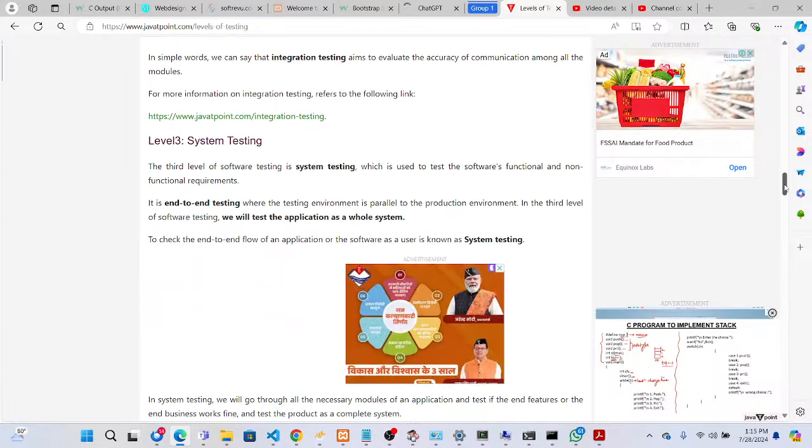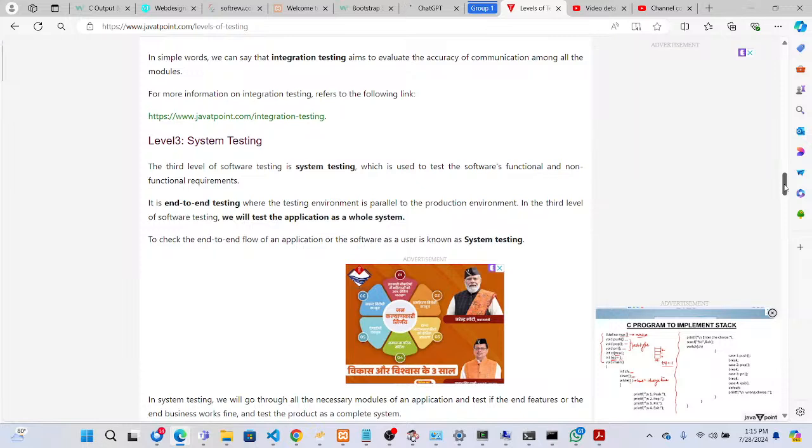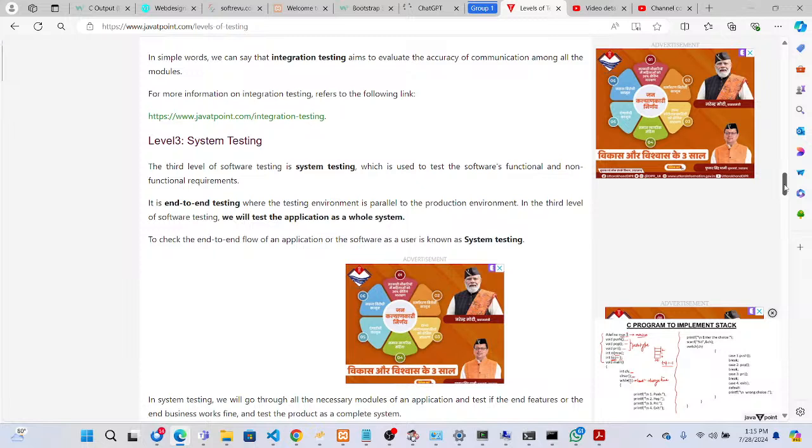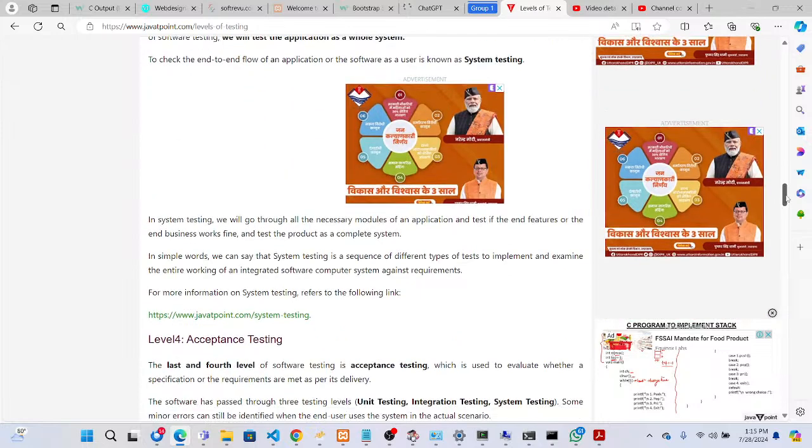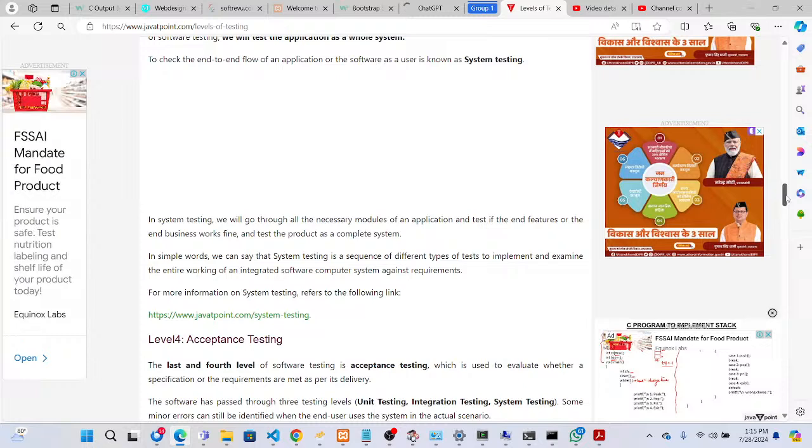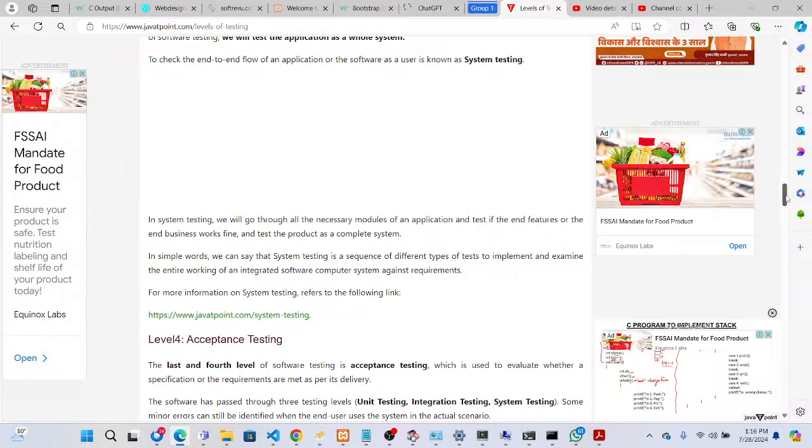And the third step is system testing. The third level of software testing is system testing, which is used to test the software's functional and non-functional requirements. It is end-to-end testing where the testing environment is parallel to the production environment, and at this level we test the application as a whole system. This is where software testers, manual testers, play a crucial role in doing the testing, participating in the test life cycle and giving feedback to the developers, and then the test life cycle is repeated.